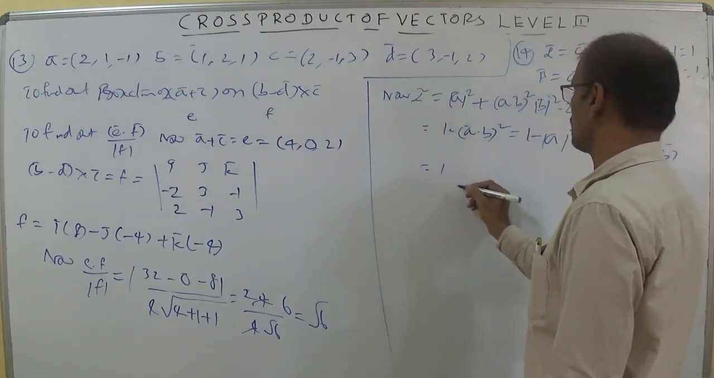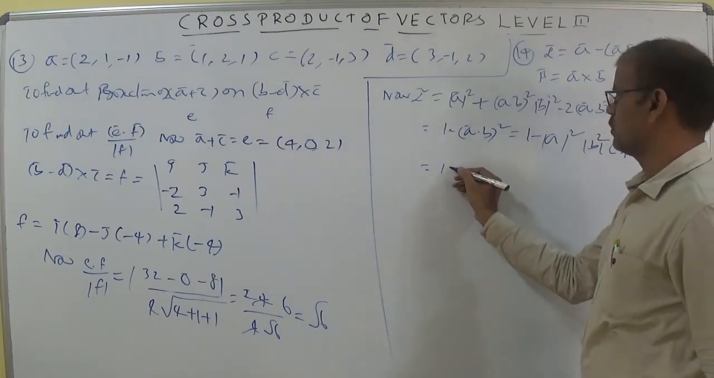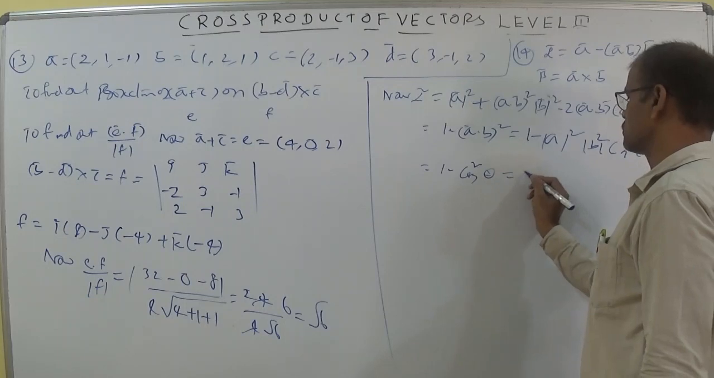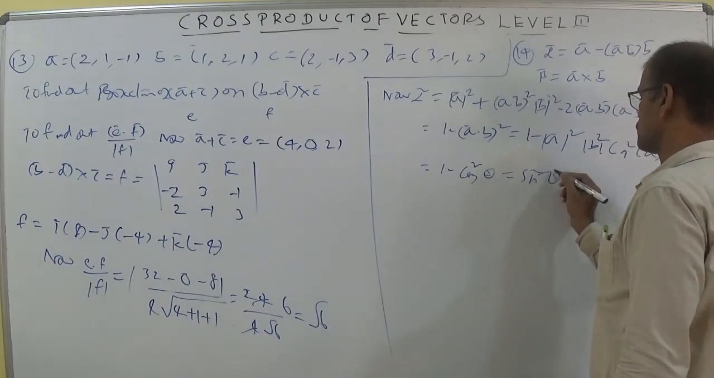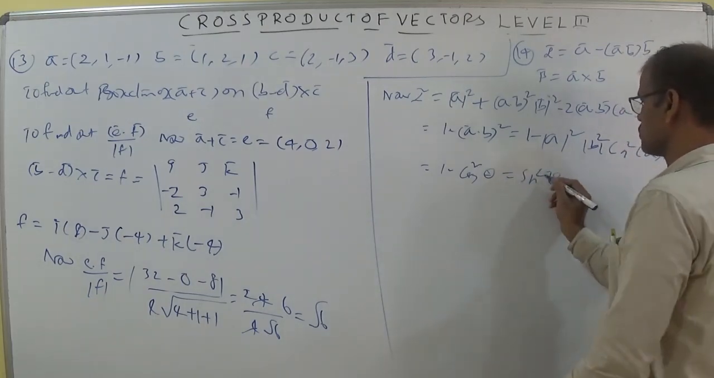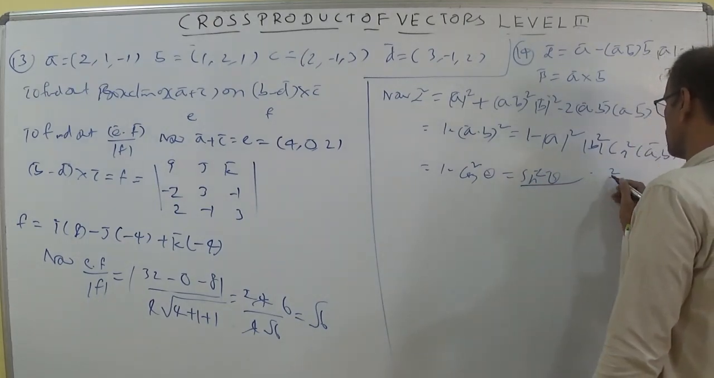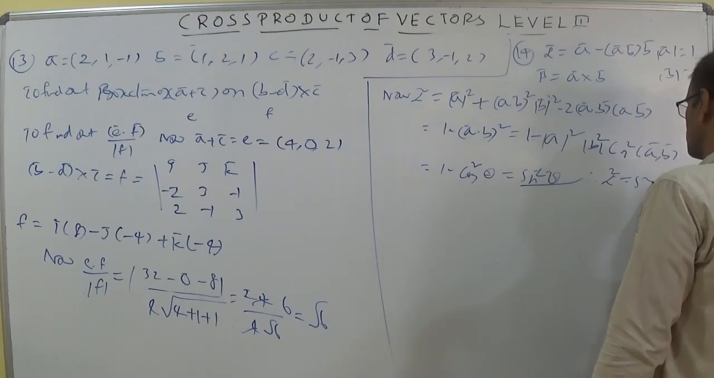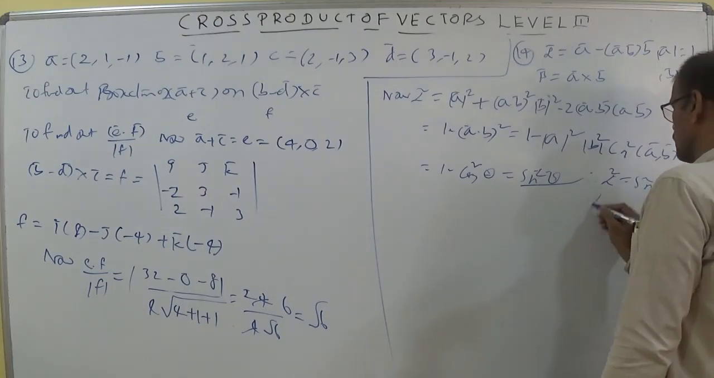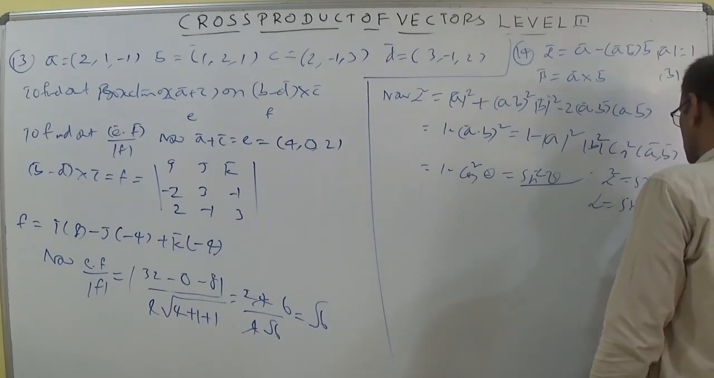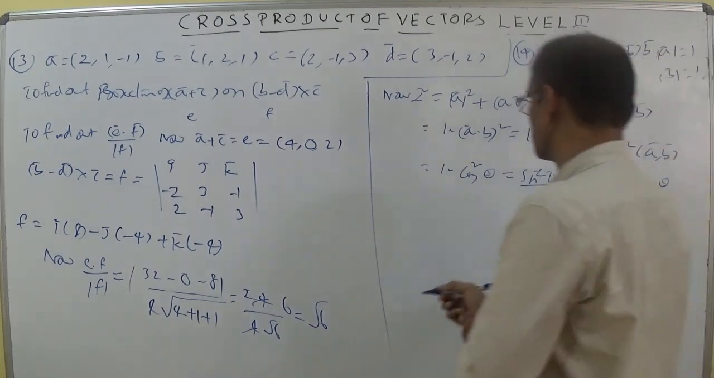We know that mod A equal to 1 and mod B equal to 1, then you can say here 1 minus cos square theta, you can conclude that is sin square theta. Therefore, we got the value alpha square is equal to sin square theta. So alpha is equal to sin theta, plus or minus also, you can take alpha equal to sin theta.